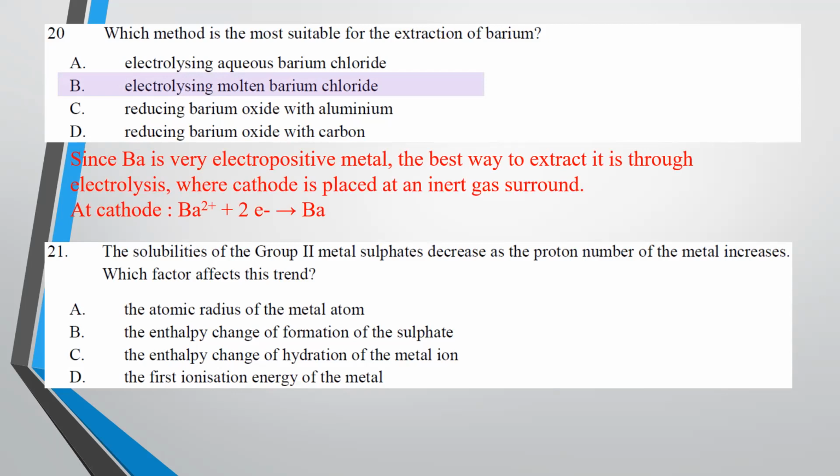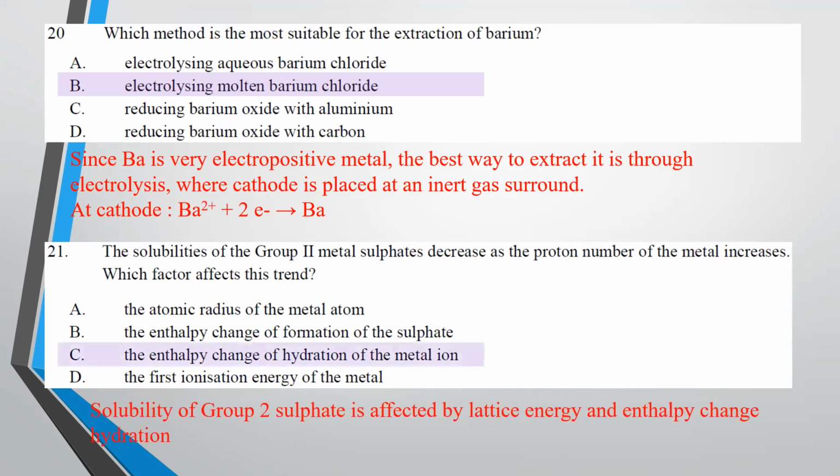Okay, so 21, the solubility of group 2 metal sulfates decreases as proton number increases. Which factor affects this trend? A, atomic radius of the metal atom, which is correct, okay, but not the best. B, enthalpy change of formation of the sulfate ion, which is also correct, but it is not the best. So the real one that still influences the solubility of the group 2 sulfates is the enthalpy change of hydration of the metals. Okay, so the answer is C.